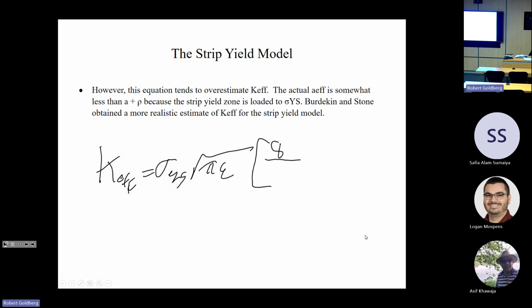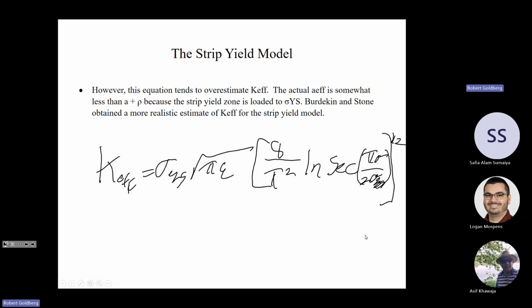8 over pi squared times the natural log of the secant of pi sigma over 2 times the yield stress, all of this to the 1/2 power. So this is just known.